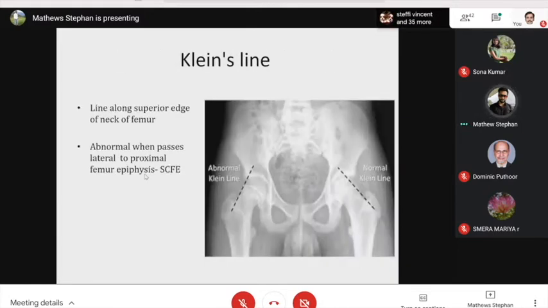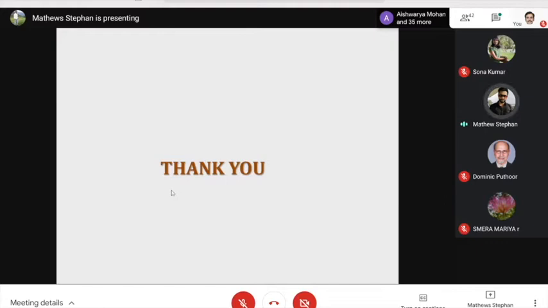Then Klein's line is a line along the superior edge of the neck of the femur, and it is abnormal when it passes lateral to the proximal femoral epiphysis, and it is seen in SCFE. So these are the fundamentals about the radiographic evaluation of the young adult hip. That's all my topic. Thank you.